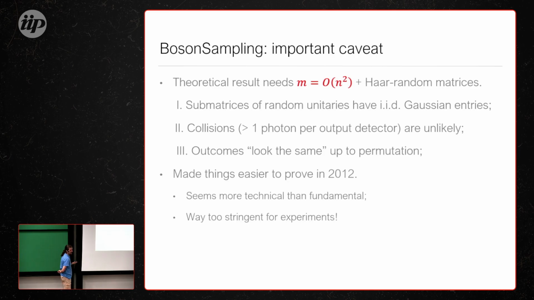However, those things were chosen just because they made things easier to prove in 2012. Back then you said, oh, we're only going to do experiments with 3 or 5 or 10 photons in the foreseeable future anyway, so let's just prove this thing in the easier case and leave the hard case for when it becomes a necessity. And right now it is a necessity, because this constraint is way too stringent for experiments.